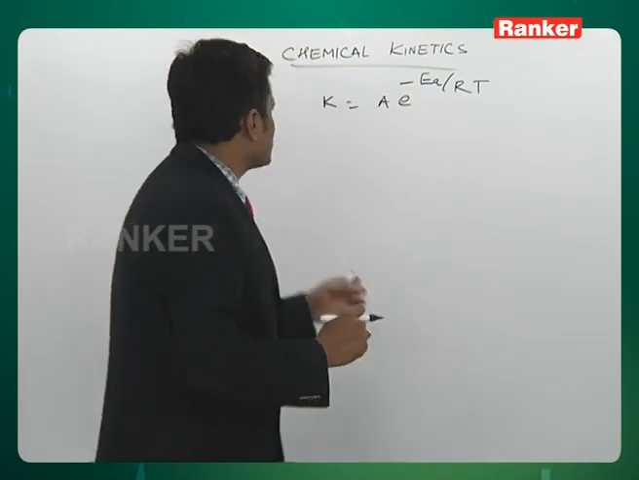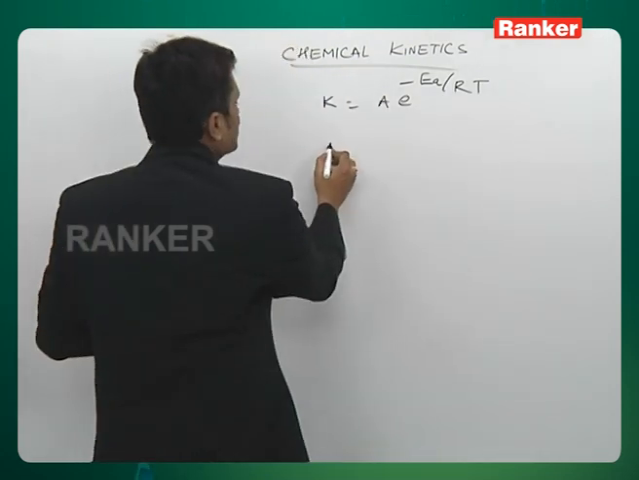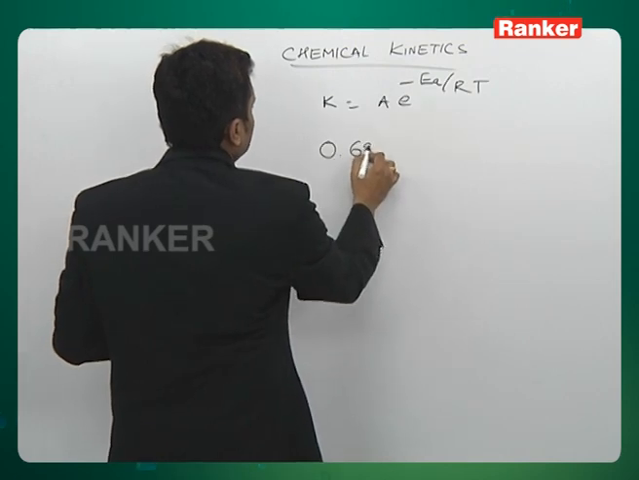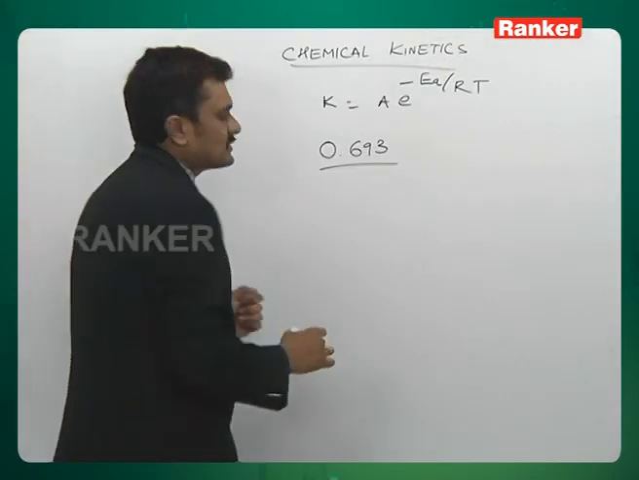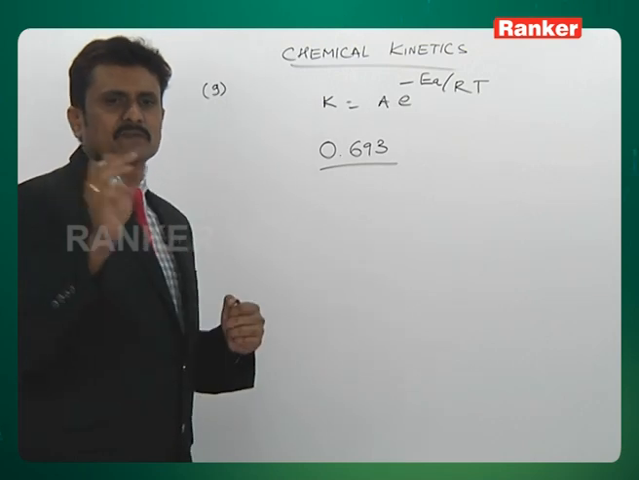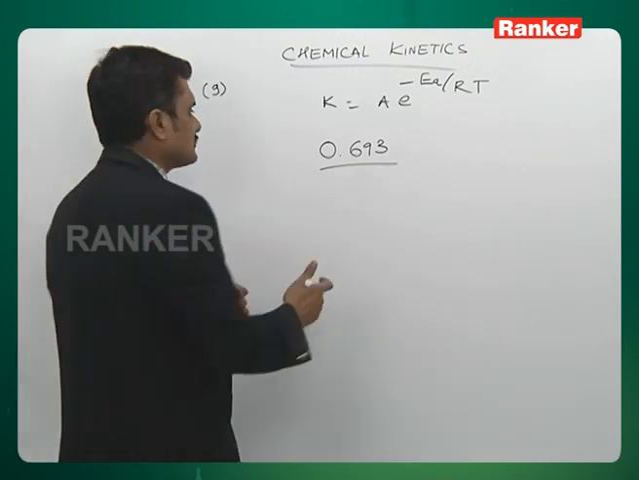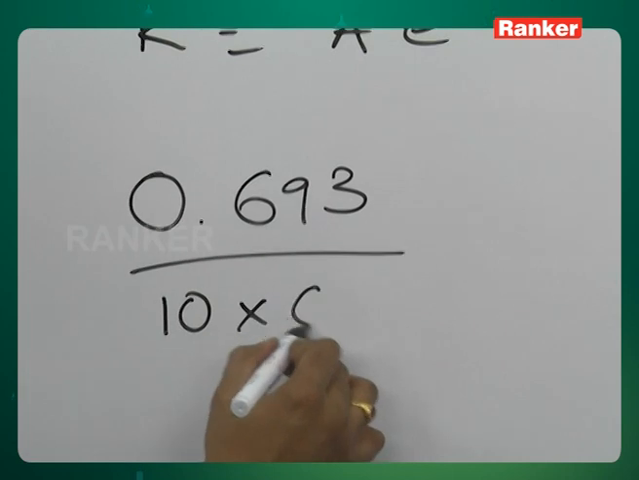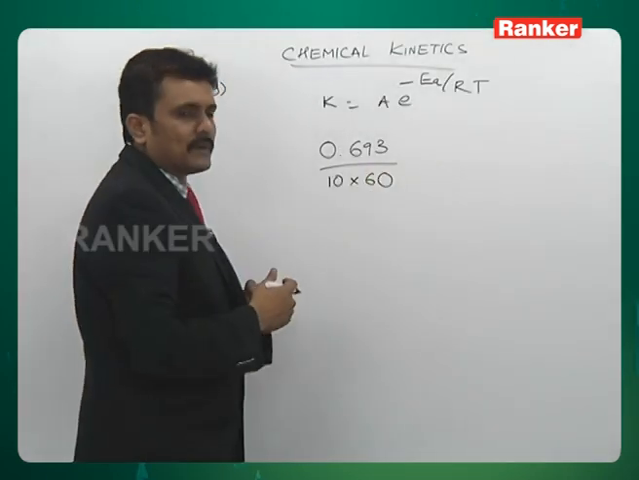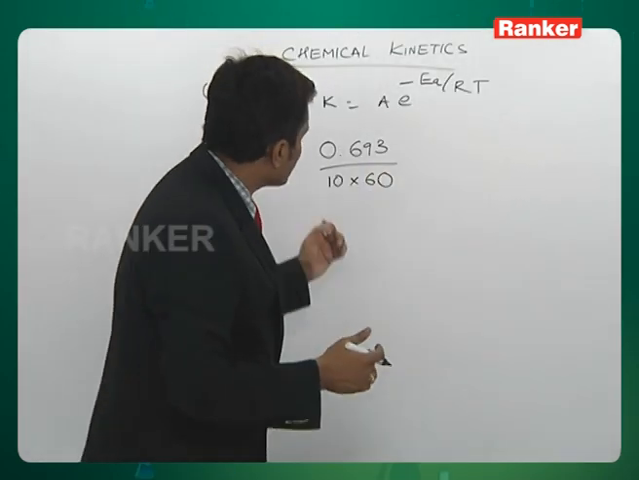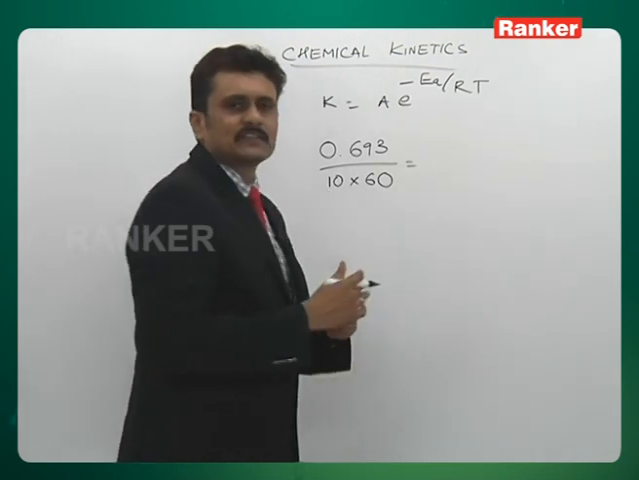Now what I am going to do is substitute here k, because it is a first order reaction. k can be substituted with 0.693 by t half. The half-life period for this reaction is given as 10 minutes, which I am going to convert into seconds because the other factors are in per second. Now this is your k. Now the value of A is provided to you.